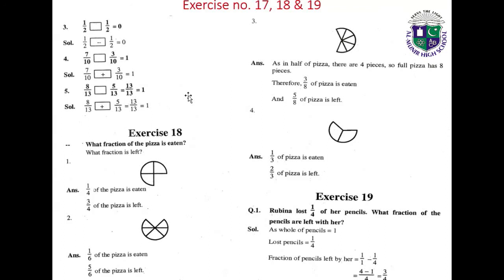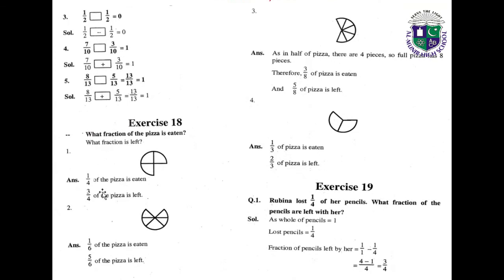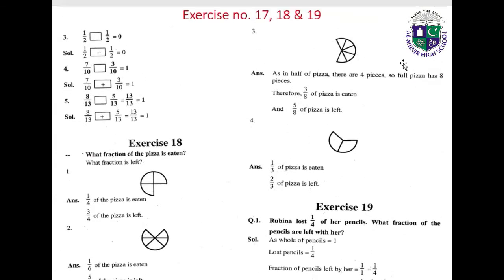Next exercise, what fraction of the pizza is eaten? What fraction is left? 1 over 4 of the pizza is eaten. 3 over 4 of the pizza is left. The pizza has 4 parts. 1 over 6 of the pizza is eaten. 5 over 6 of the pizza is left. Next question, question number 3. As half of the pizza has 4 pieces, the full pizza has 8 pieces. Therefore, 3 over 8 of the pizza is eaten and 5 over 8 of the pizza is left. 1 over 3 of the pizza is eaten and 2 over 3 of the pizza is left.